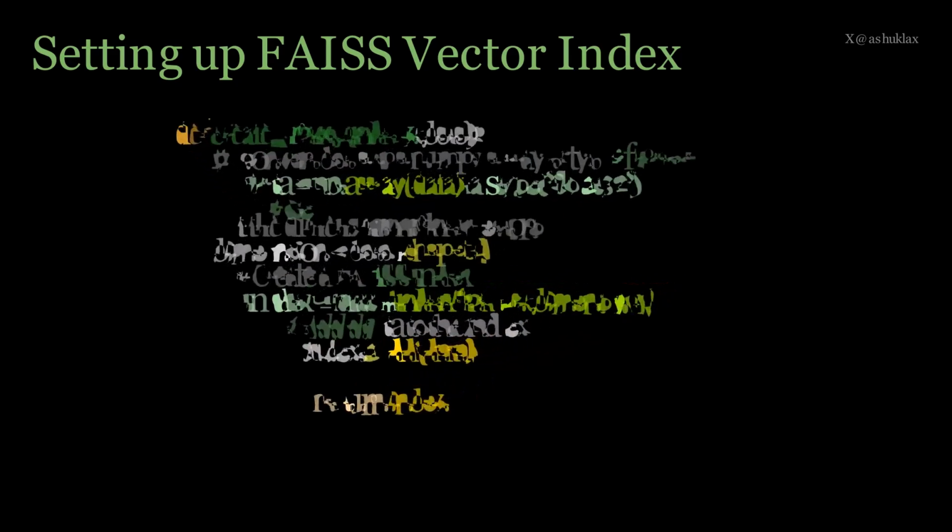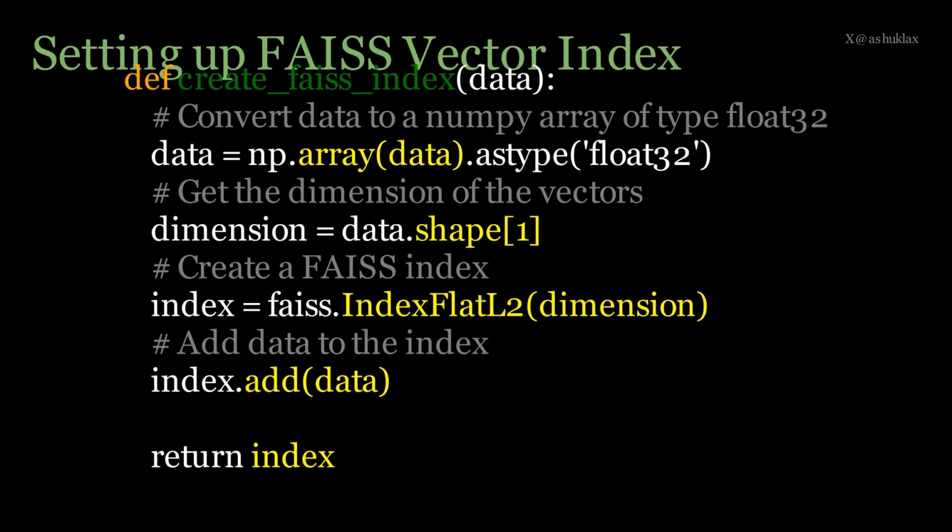Now let's create a function which creates the FAISS index, and we are going to break this code down step by step. The first line is def create_faiss_index, and you pass the data as a parameter. This line defines a function named create_faiss_index that takes one parameter, which is data.